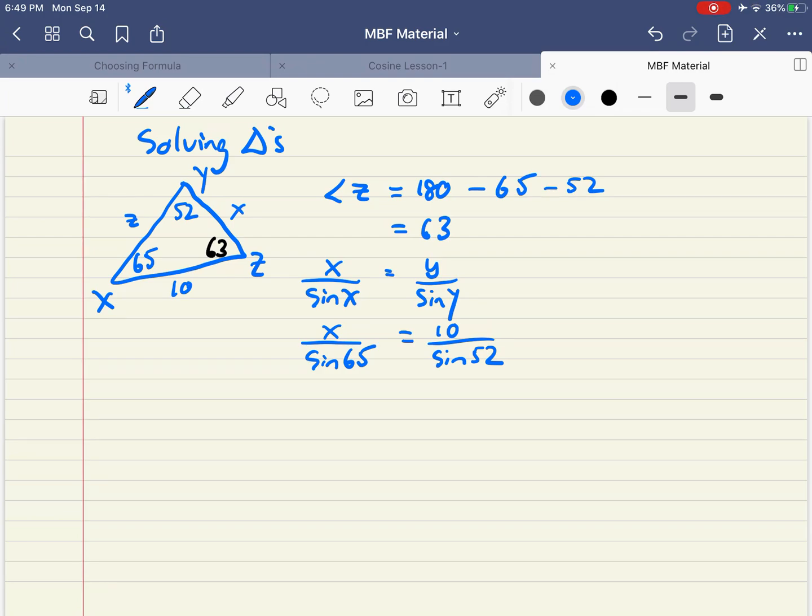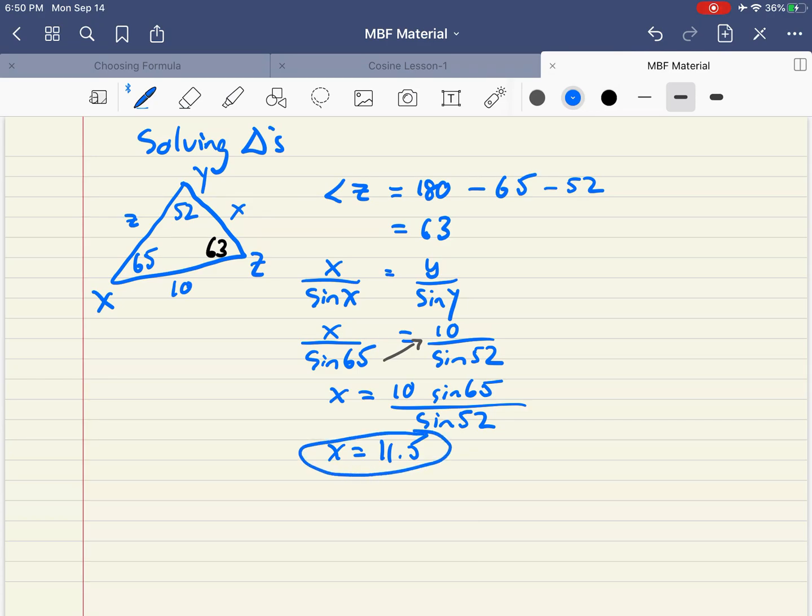The next step, my goal is I want to get X completely by itself. So I am going to cross multiply this sine 65 to the upper right corner, with the 10. So my next line is going to be X equals 10 sine 65 over sine 52. At this stage, we can just use your calculator. You can punch in 10 times sine 65, hit equals, divide by sine 52, and hit equals again. You'll get X equals 11.5. X equals 11.5. And that is one of our missing lengths. So we got that one now.